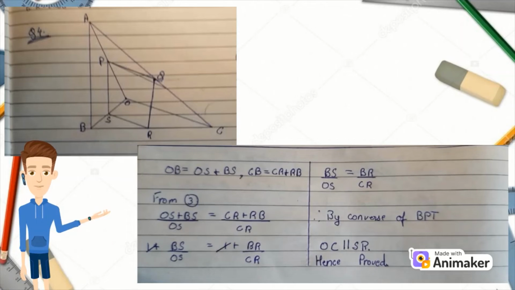Therefore, from equation number 3, we can say that OS plus BS upon OS is equal to CR plus RB upon CR. Now, if we take the denominator separately, we get 1 plus BS upon OS is equal to 1 plus BR upon CR. Now the 1 and 1 will be cancelled. We get BS upon OS is equal to BR upon CR. Now by the converse of the basic proportionality theorem, we can say that the lines OC and SR are parallel to each other. Hence proved.